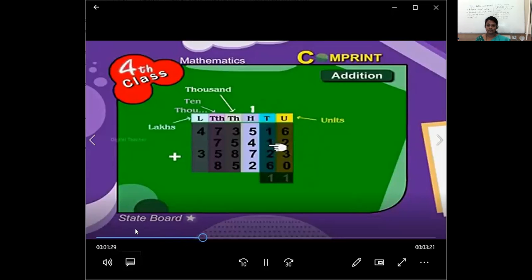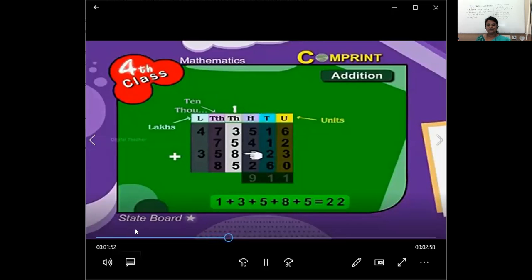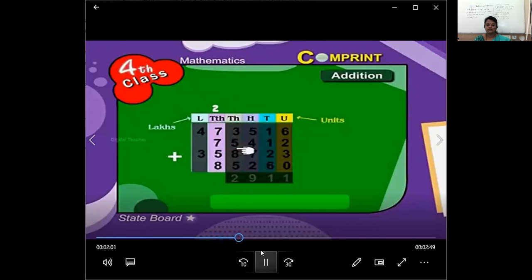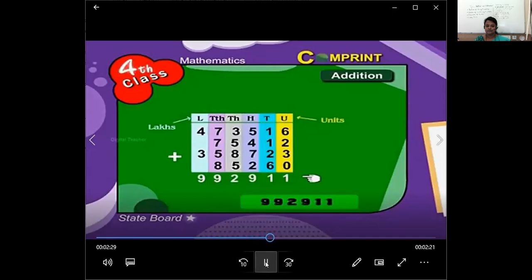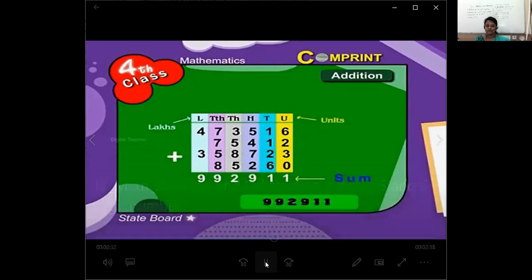Now let us add the digits of hundreds place. 1 plus 5 plus 4 plus 7 plus 2 is equal to 19. Let us carry 1 to thousands place. Now let us add the digits of thousands place. That is 1 plus 3 plus 5 plus 8 plus 5 is equal to 22. Let us carry 2 to 10,000s place. Now let us add the digits of 10,000s place, that is 2 plus 7 plus 7 plus 5 plus 8 is equal to 29. Let us carry 2 to lakhs place. Now let us add the digits of lakhs place. 2 plus 4 plus 3 is equal to 9. Thus, the sum is 9,92,911. The answer of an addition is called the sum.